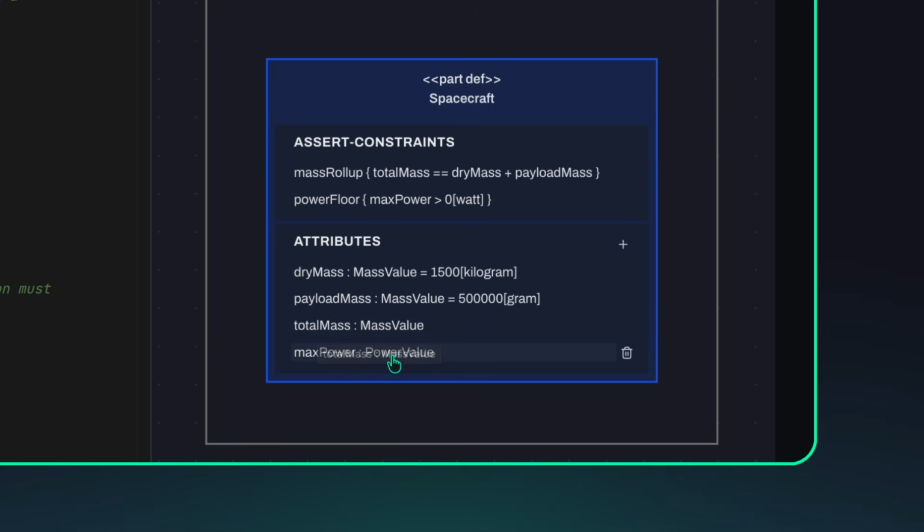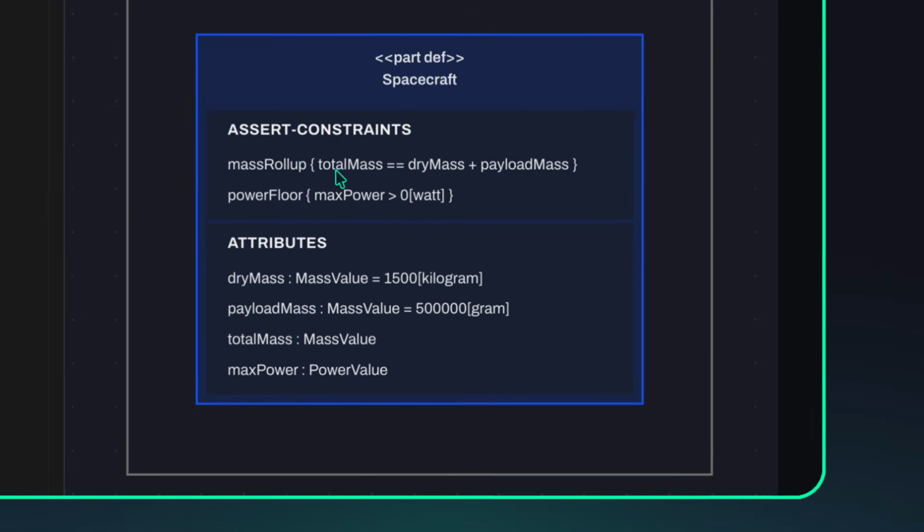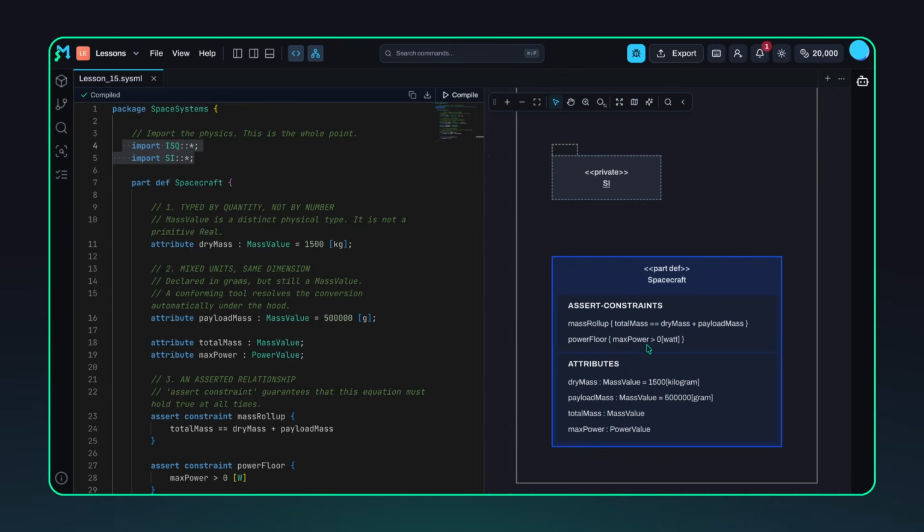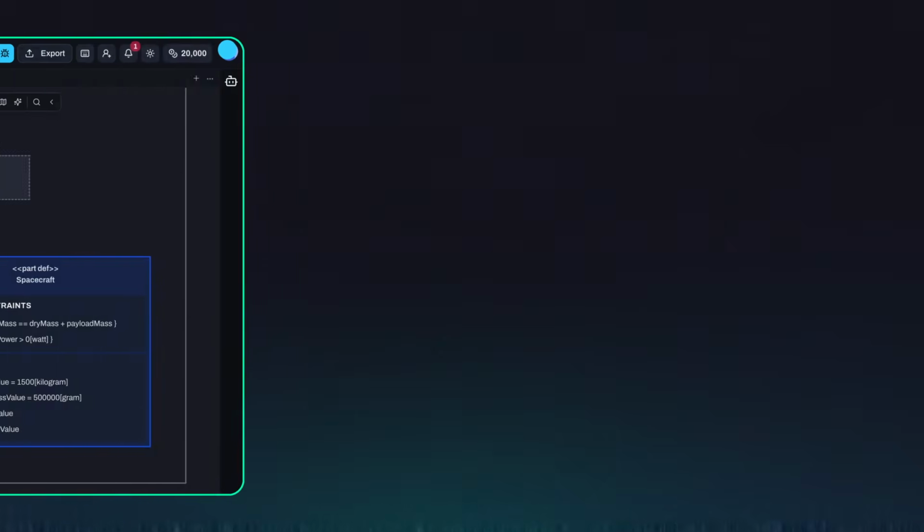Total mass and max power make the distinction clear. One represents mass, the other represents power. They are not interchangeable numbers. The mass rollup assertion says total mass must equal dry mass plus payload mass. Power floor says maximum power must be greater than 0 watts. We will return to why assert constraint matters in a moment.